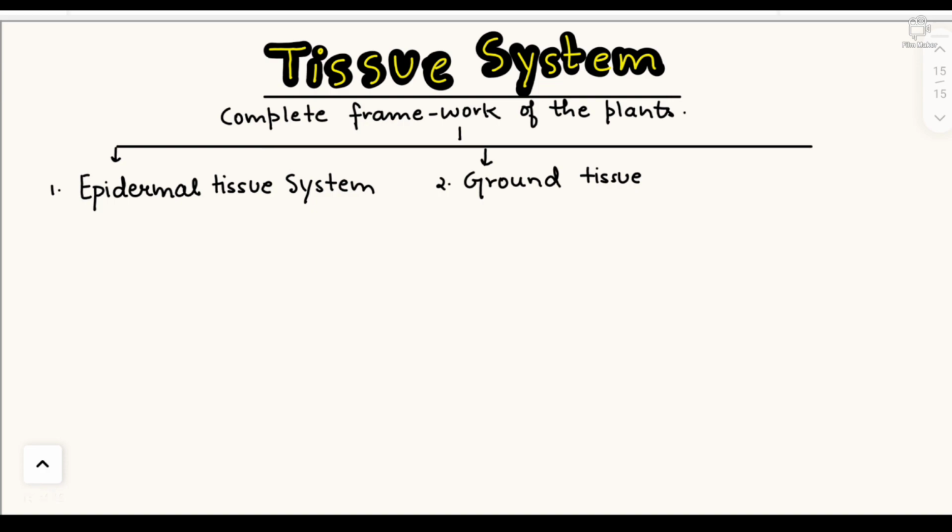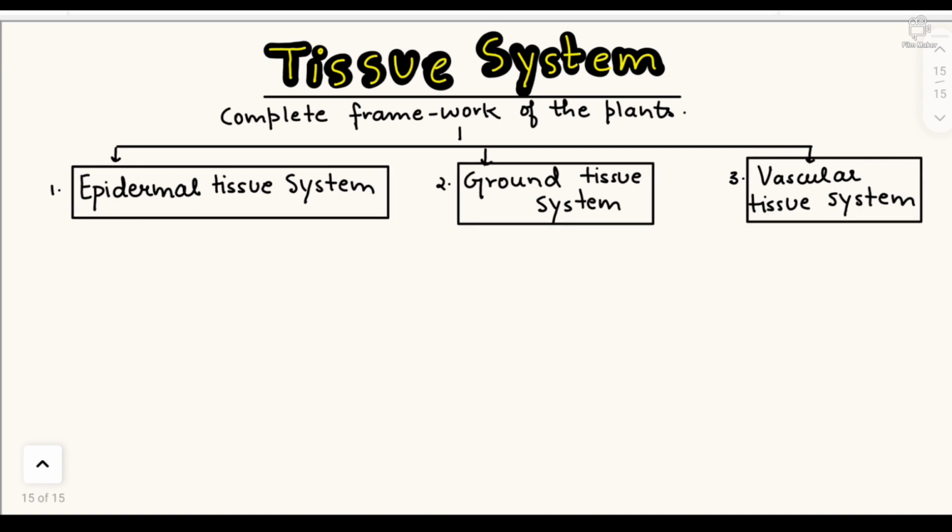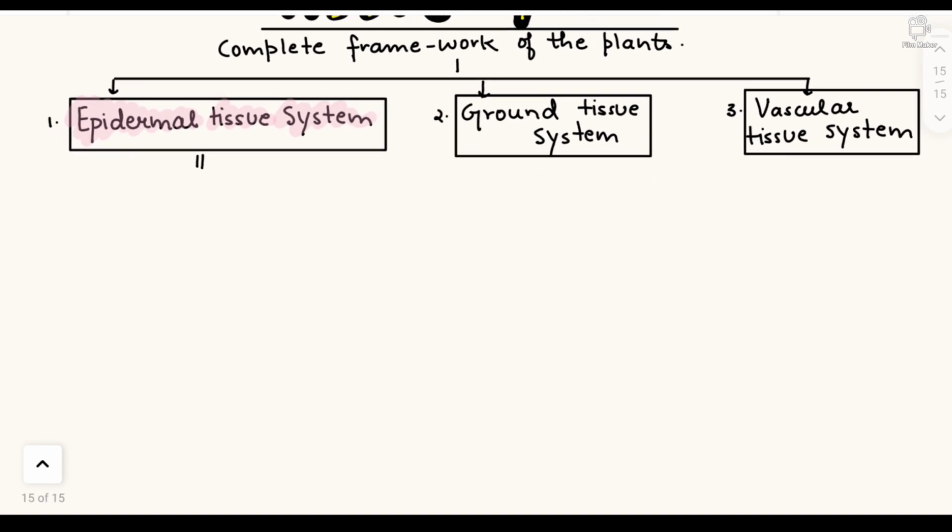Next one is the ground tissue system, that is considered to be the fundamental tissue system comprising all simple permanent tissues. And the last one is the vascular tissue system, that helps to explain the translocation of food, water and minerals in plants. Let's study the very first system, that is the epidermal tissue system.